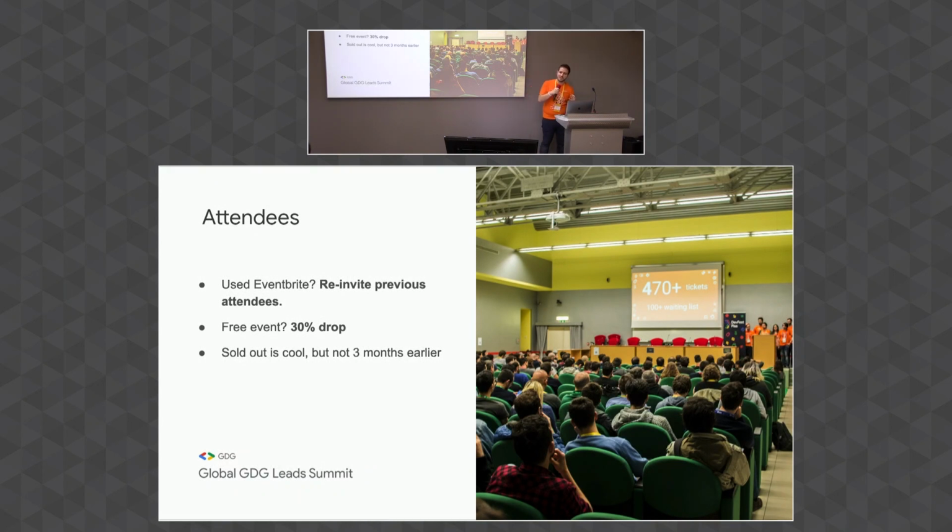Like saying that, hey, our event is sold out, but not 3 months earlier. So make sure that you advertise your event according to your capacity. If you have 500 people, you need to slowly reach 500 by the week before the event, not 3 months before, because that is going to screw up really bad. Make sure you follow up.